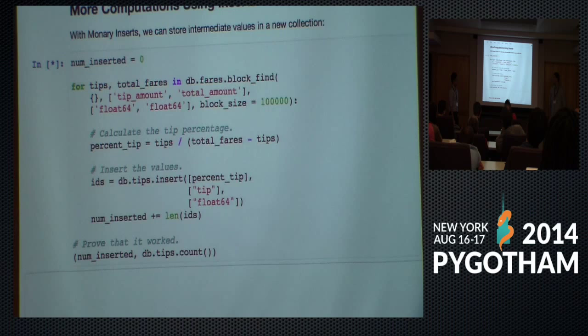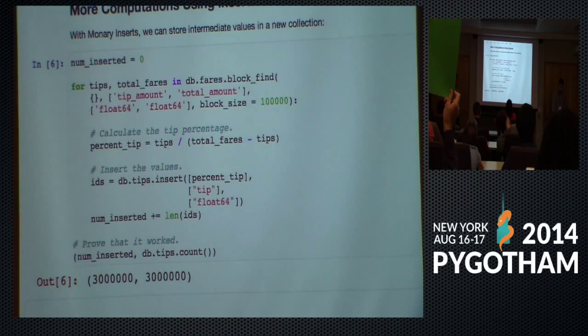And so then afterwards, we're going to insert the values into our database. This looks a lot like find, except that instead of a query, we specify a NumPy masked array. We specify the key, so these will all be inserted into our collection under the key tip, and will be stored as float64. And what it returns is a list of object IDs, which is how MongoDB will index all of these values. And then to prove that it worked, I've printed out the number that Monary says we've inserted, and also the total count of the database, which you can see is 3 million.